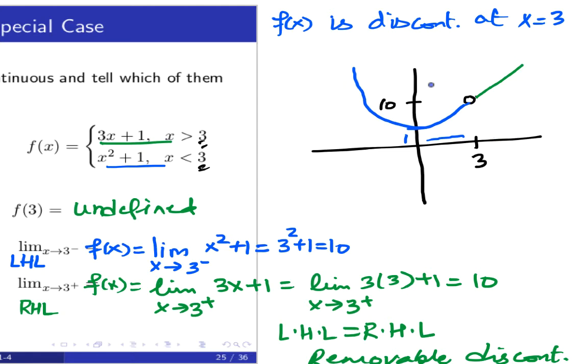So clearly the limit exists, but because there is no equal to sign in the piecewise function, that means the function at 3 is undefined. And the left-hand limit is the same as the right-hand limit. That means it's a removable discontinuity.